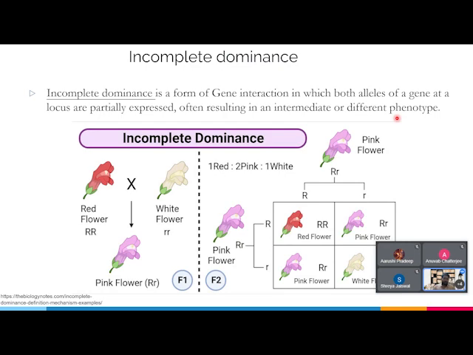The most famous example is the snapdragon flower. In the snapdragon flower, the flower color red is the dominant phenotype and white is the recessive phenotype. The red flower is denoted by capital R, and the white color by small r. But when we have a monohybrid cross, in the F1 generation we see a pink flower that is capital R, small r.